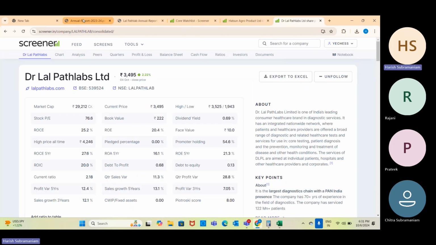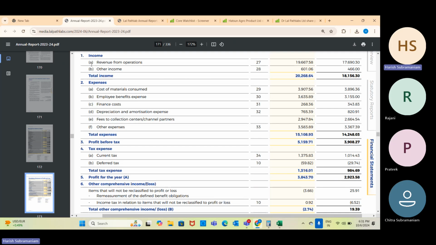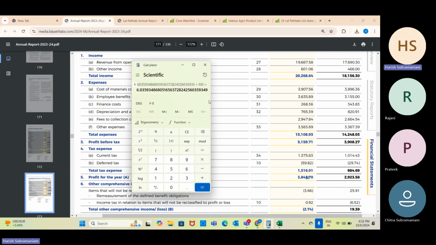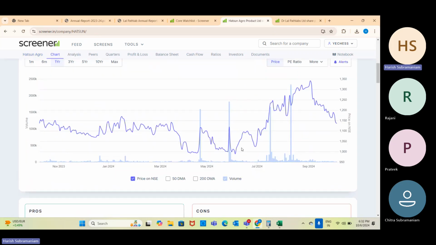For Lal PathLab, you can see this is the revenue from operations, and this is the profit. Based on the revenue from operations, Lal PathLabs made a profit of 3843 by 19667, which is approximately 19%. So for every 100 rupees of revenue that they earn, they are making approximately 19.5 rupees of profit.